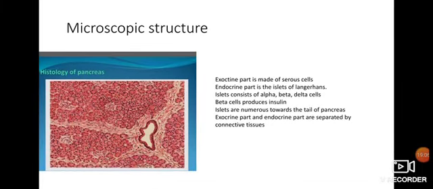The islets of Langerhans is the endocrine part which is separated from the exocrine part by connective tissue. Nothing else is there to separate the exocrine and endocrine parts. The islets of Langerhans consist of 3 types of cells: alpha cells, beta cells and delta cells. Beta cells produce insulin.